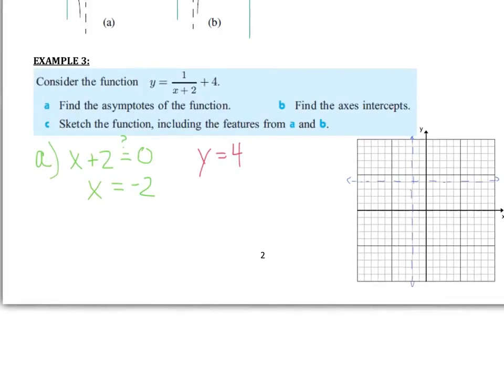All right, part B says find the axes intercepts. These are also pretty easy to find, and if you want to use your graphing calculator, they're easy to find, and I can show you how to do this. I can try to talk you through it. You can't see my graphing calculator, but I'm going to enter this into my y equals menu. Make sure you put parentheses around the denominator. So it's 1 divided by the quantity of x plus 2 and then plus 4. And if I hit graph, I can see pretty well where those things are occurring.